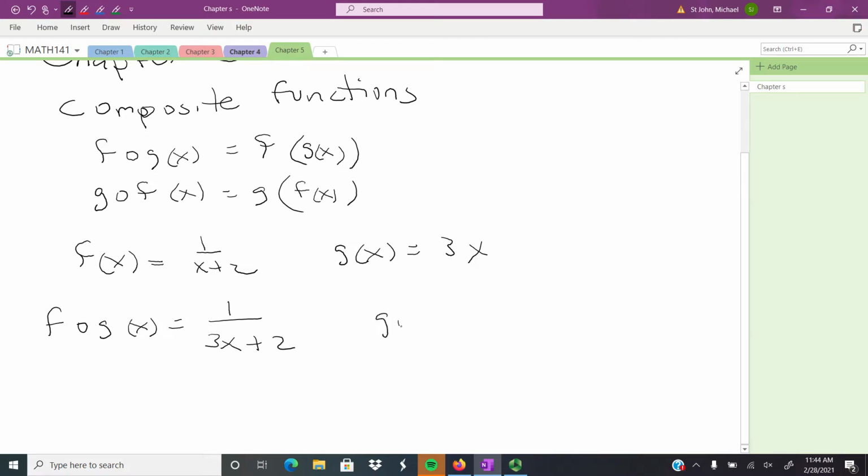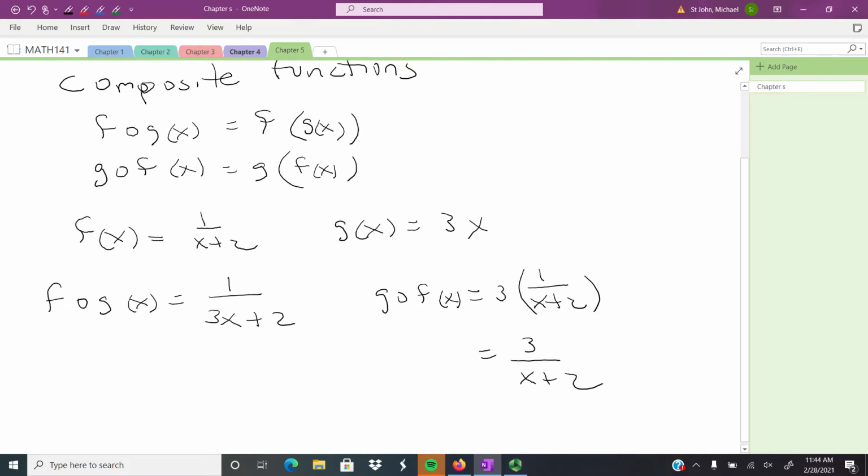And then if we do g of f, so now we start with the g. Everywhere we see the x, we plug in the f of x. So this will be 3 times 1 over x plus 2. And this will give us 3 over x plus 2.